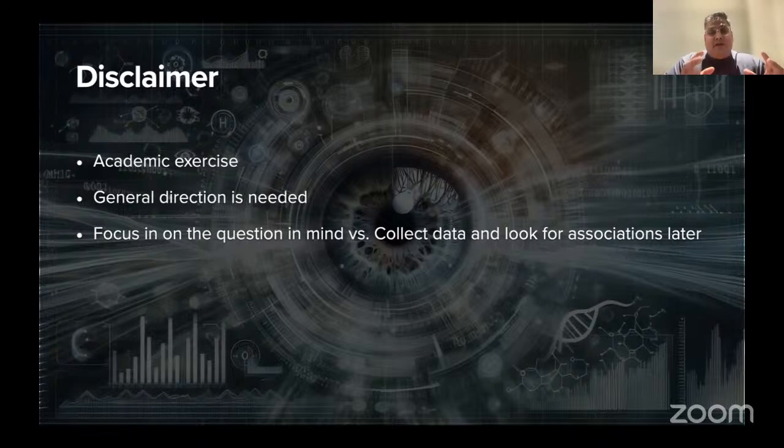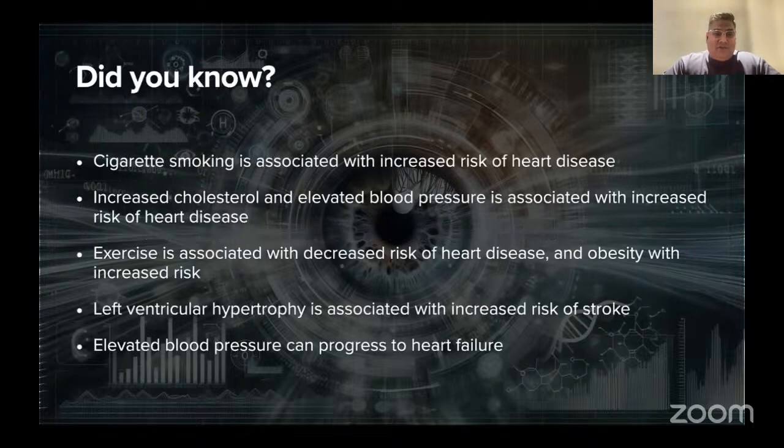And the whole debate is whether you have to have a laser focus on the question in mind, or do you collect the data and then look for associations? Rituja mentioned cigarette smoking increases the risk of heart disease, and you can't ask people to smoke prospectively. We know that first statement is true. The second statement, cholesterol with elevated blood pressure, is increased with risk of heart disease. Exercise is associated with a decreased risk of heart disease, and obesity causes an increased risk of heart disease. LVH is associated with stroke, and elevated blood pressure can progress to heart failure. These are questions that I think a class 12 or a first-year medical graduate would be able to answer.